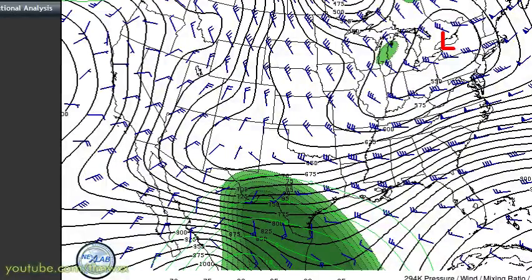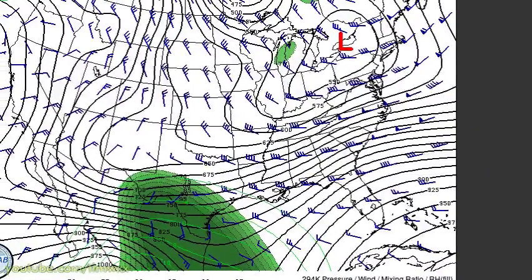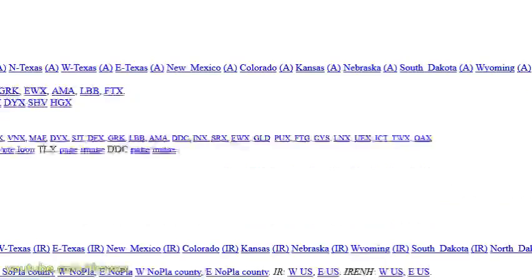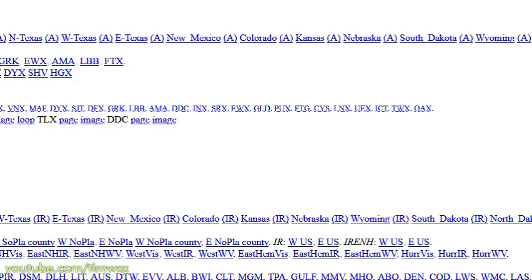Okay, I was going to show you a little bit of the isentropic charts, and it would be really good for me to show you the clouds on the satellite imagery.